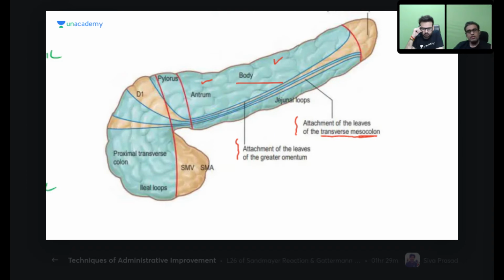And you can also see on the uncinate process written SMV, SMA. SMV is what? Superior mesenteric vein, and obviously SMA is what? Superior mesenteric artery. So these are the two vessels. We'll look at them in the posterior relations. Mainly it is the vein which lies in front of the uncinate process. The artery may or may not lie in front of the uncinate process.